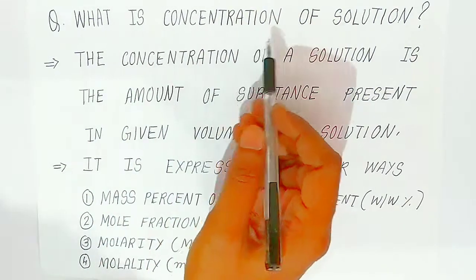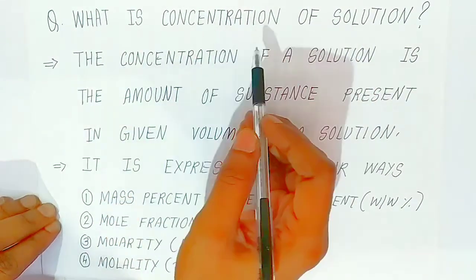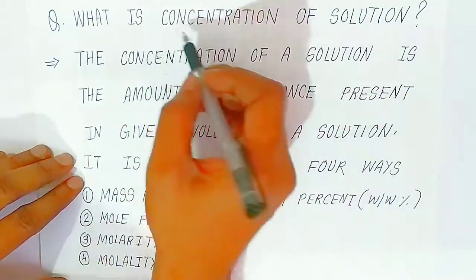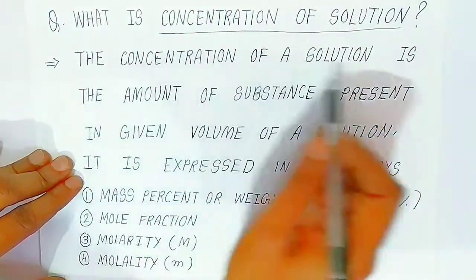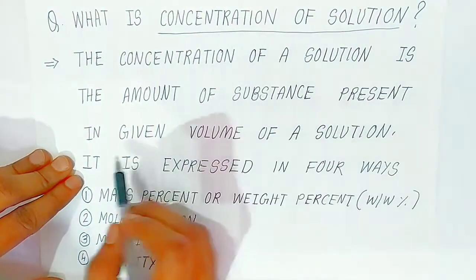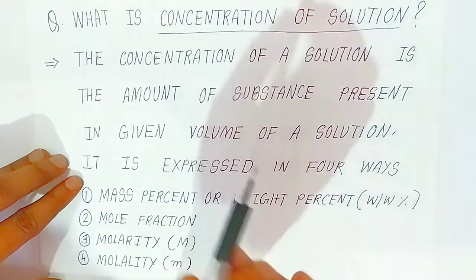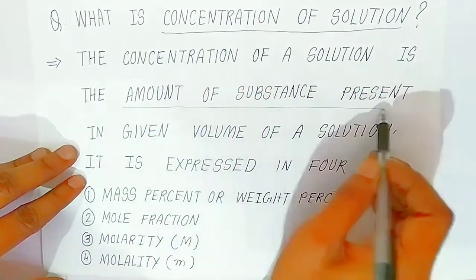What is the concentration of solution, students? How are we going to explain the concentration of solution? This is also very important. The concentration of solution is the amount of substance present in a given volume of solution. This is called the concentration of solution: the amount of substance present in a given volume of solution.